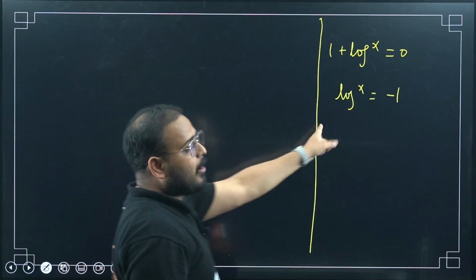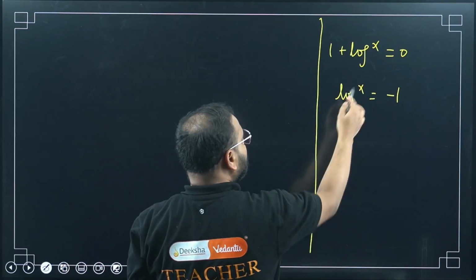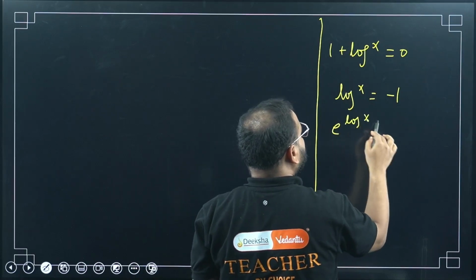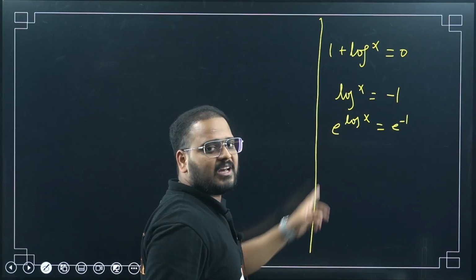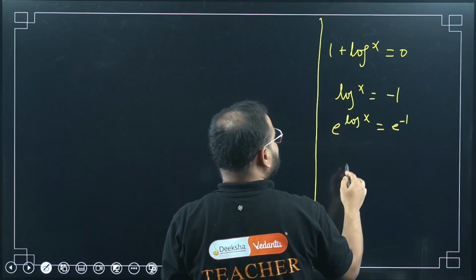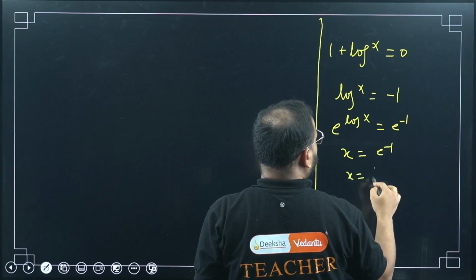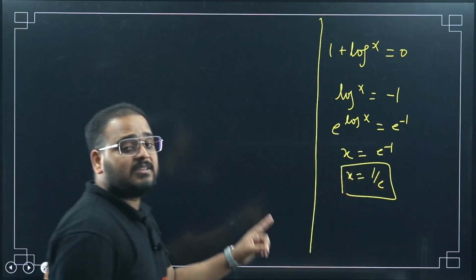Now, how will I convert? How will I get rid of log here? Take everything to the base e. So if I write it as e to the power log x equals e to the power minus 1. E and log will cancel each other because they are inverse functions. So the operation will be cancelled. I'll have simply x equals e power minus 1. How much is that? X equals 1 upon e. This is my x value.